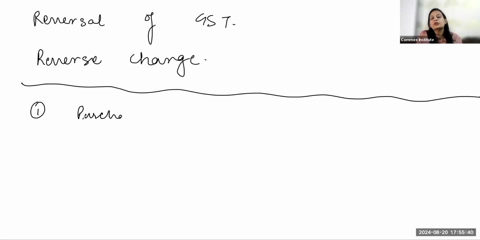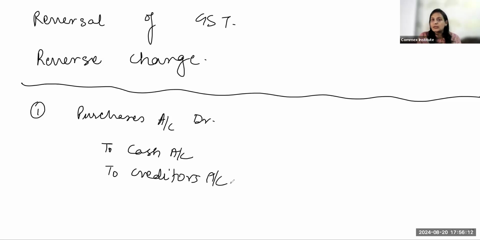would be purchases account debit. I'm just writing a normal entry of purchases. And this entry only we will reframe if GST is involved, so that you get an idea of how GST will affect our journal entries. It won't affect too much; all the journal entries will be passed in the same way. So our normal journal entry is purchases account debit to cash account if we are purchasing in cash, or to creditors account if we are purchasing the goods or services on credit.